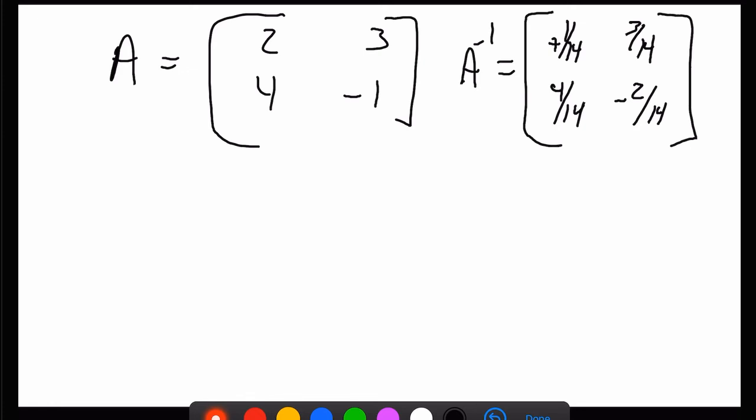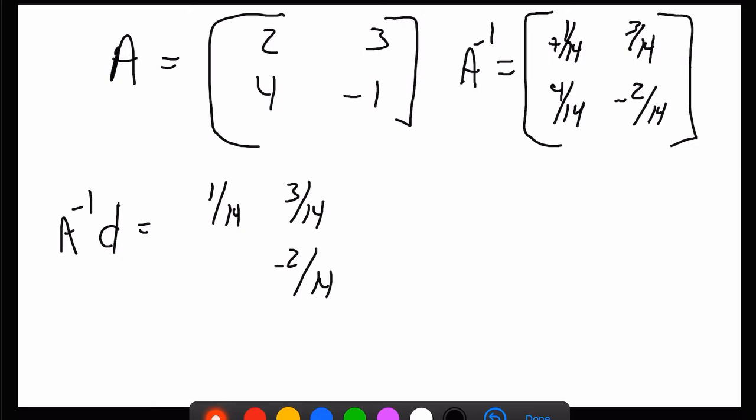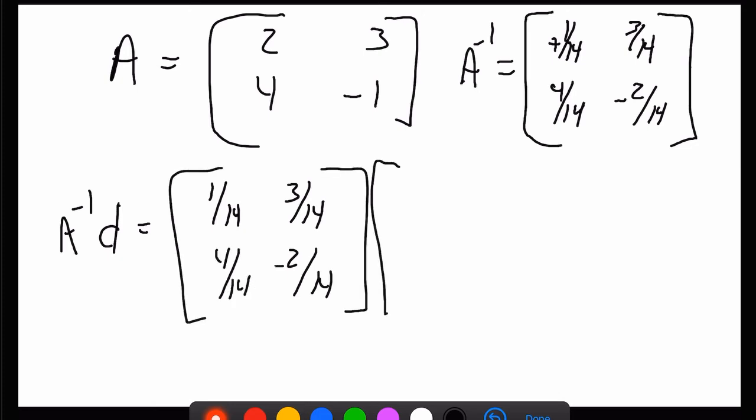Everybody excited by that? So now I have A inverse D equals 1/14, 3/14, minus 2/14, and 4/14 times 28 over 0.